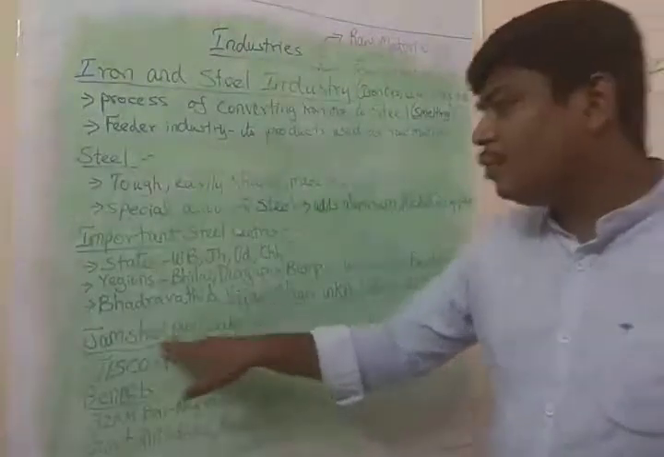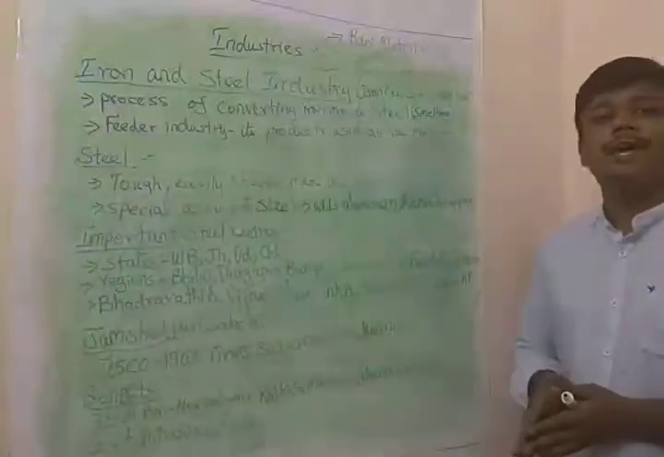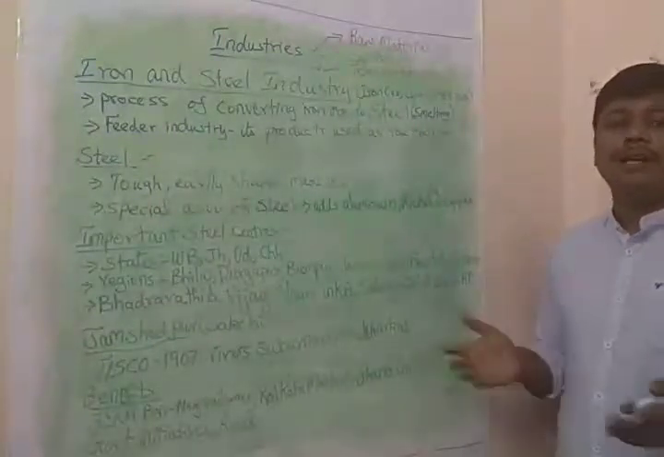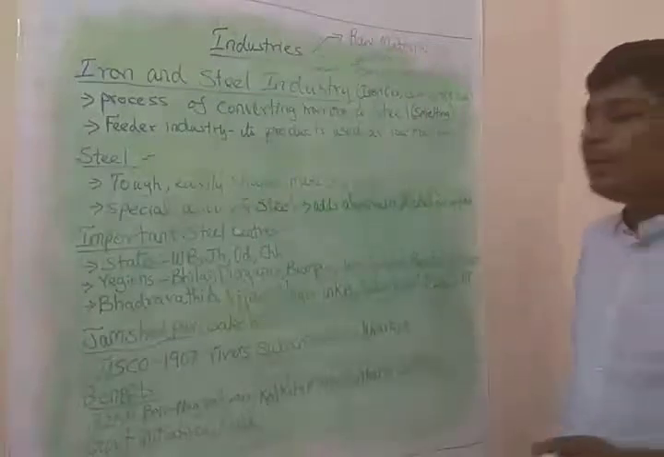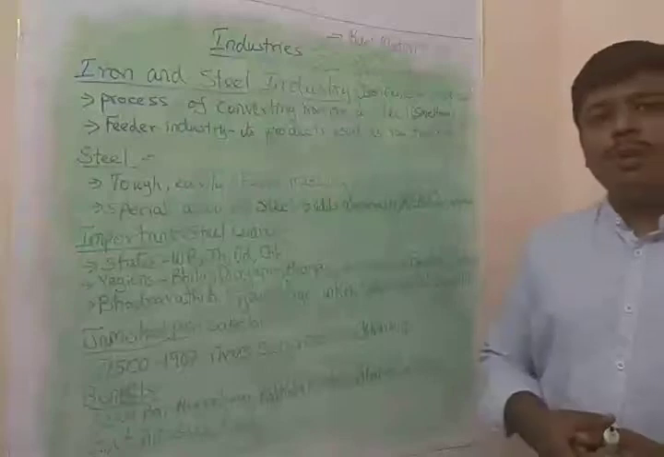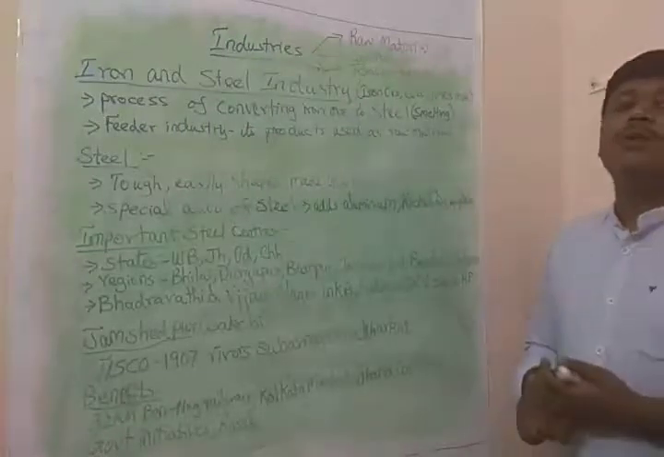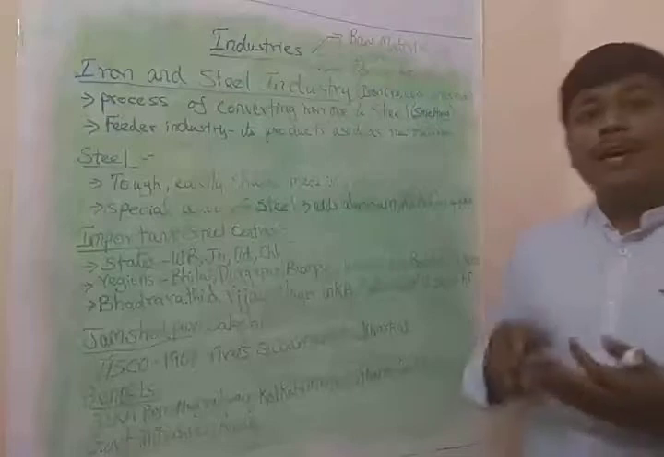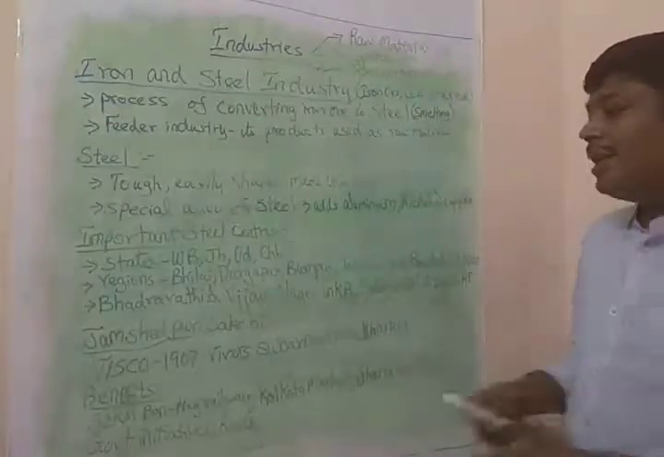It got renamed only after TISCO entered that area. TISCO was formed in that area, and after that it became a popular area, and then it got renamed as Jamshedpur. Okay, what is TISCO, ma'am? TISCO is Tata Iron and Steel Company, right? That was the first private company started in India, in the year 1907, before independence.